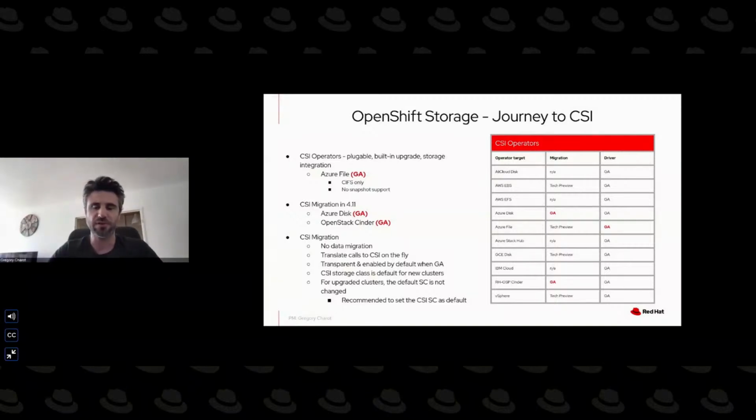We also have an important announcement around CSI migration. OCP 4.11 will be the first release where migration is enabled. This includes Azure Disk and OpenStack Cinder. Migration for other drivers will be available in upcoming releases.